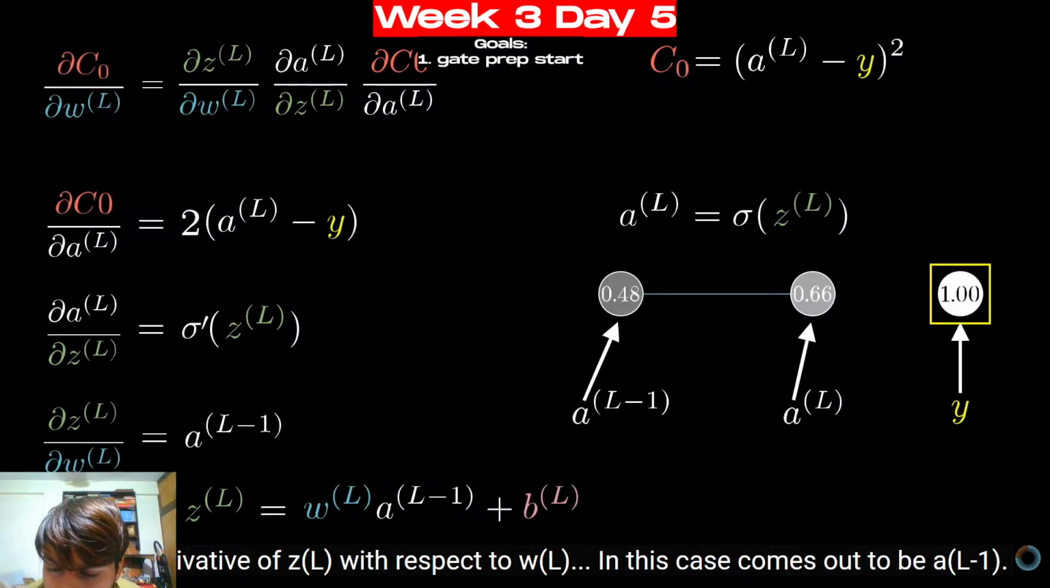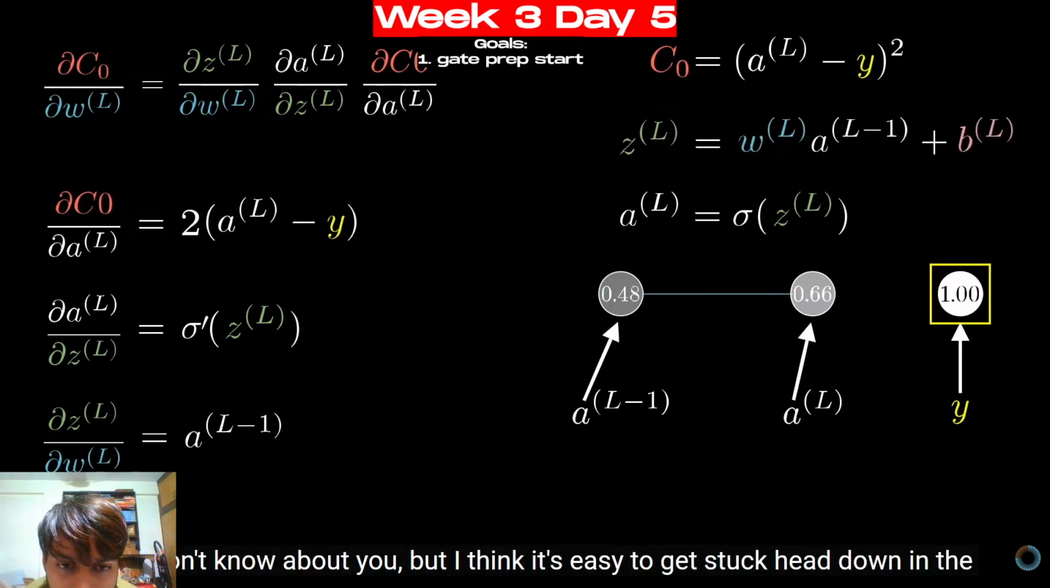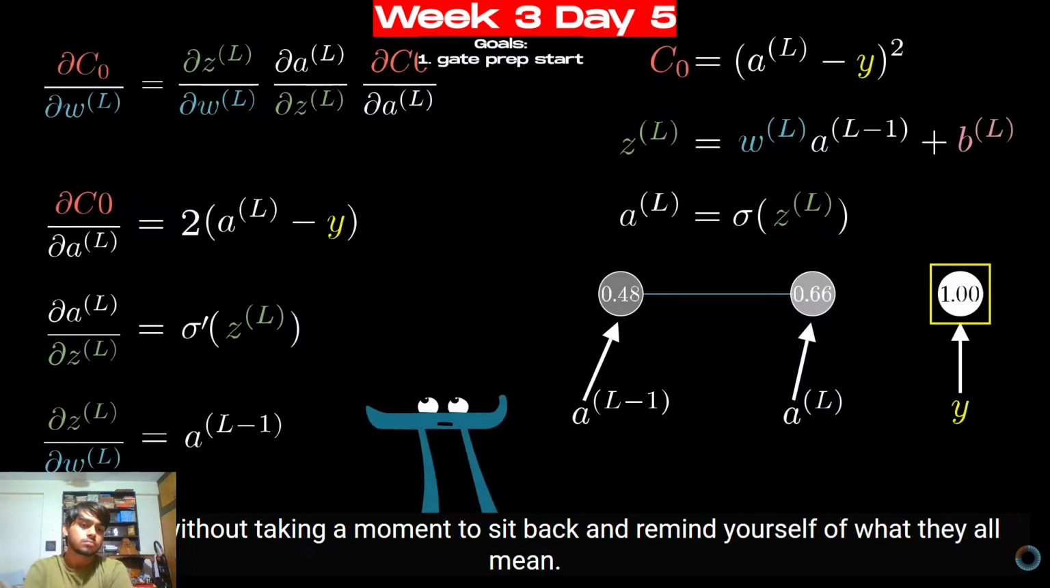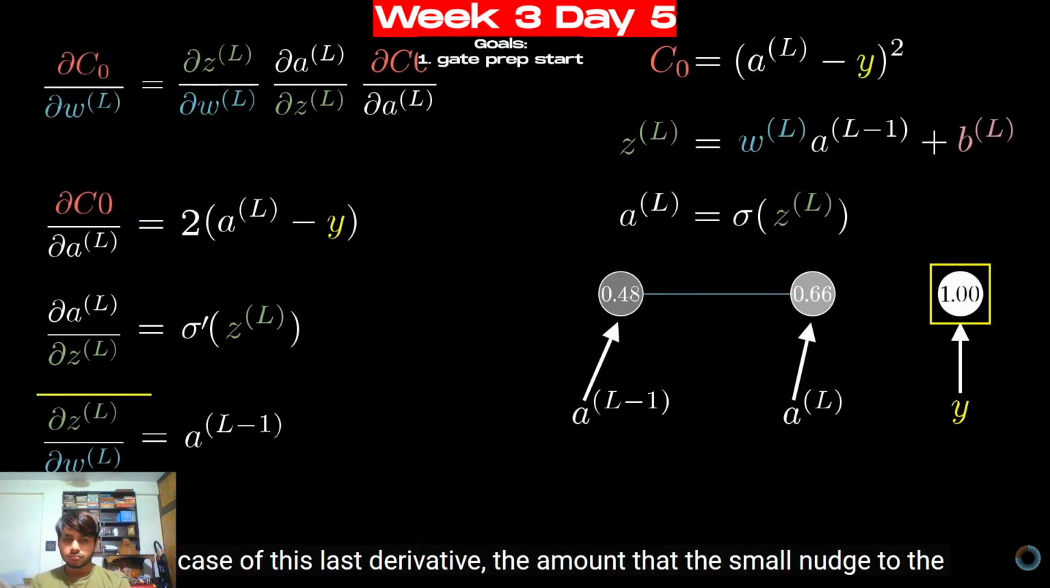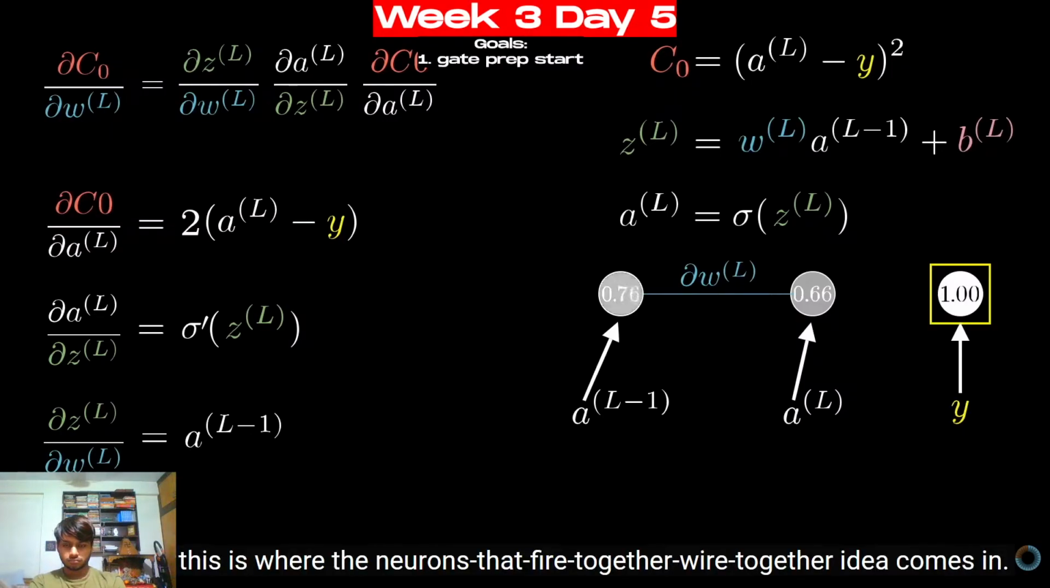A L minus 1. Now I don't know about you, but I think it's easy to get stuck head down in the formulas without taking a moment to sit back and remind yourself of what they all actually mean. In the case of this last derivative, the amount that that small nudge to the weight influenced the last layer depends on how strong the previous neuron is. Remember, this is where that neurons that fire together wire together idea comes in.